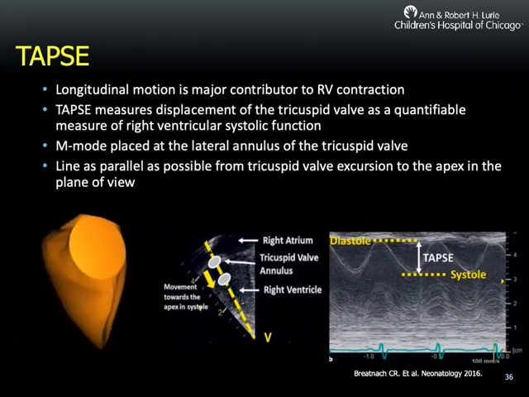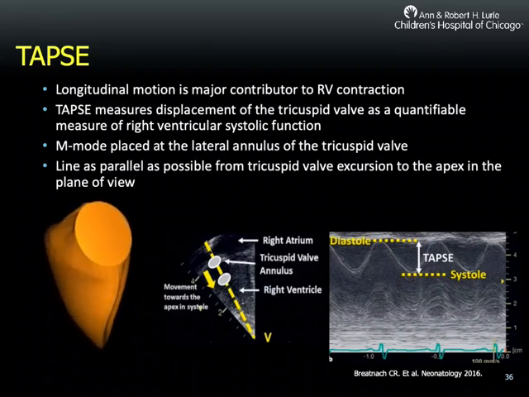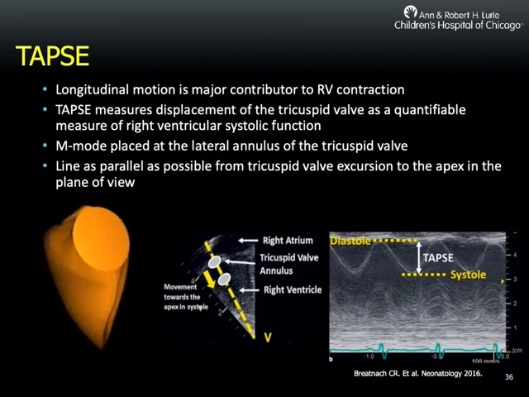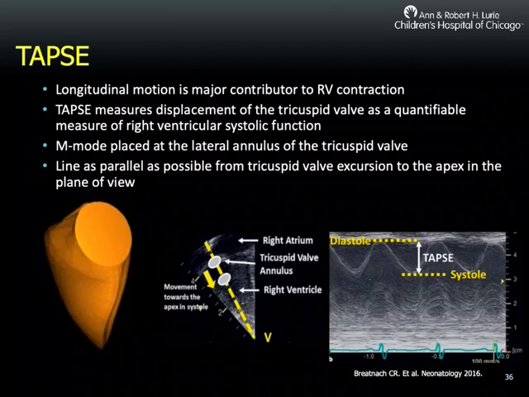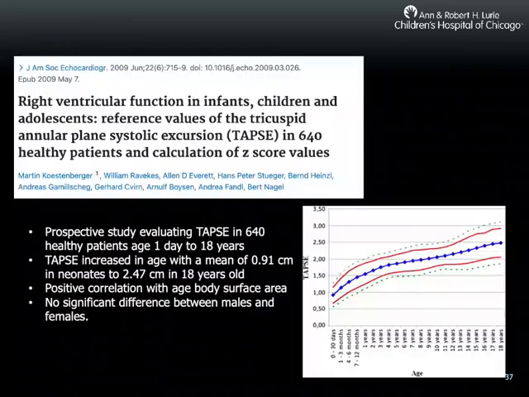The thought behind this is that if you place an M mode at the lateral free wall annulus of the tricuspid valve and draw a parallel line as much as possible from that tricuspid valve excursion to the apex, you can run that in an M mode and see the difference in that tricuspid valve annulus. If you measure the difference between diastole here and systole here, you can measure a distance between the two, and that would be that displacement measured in centimeters.